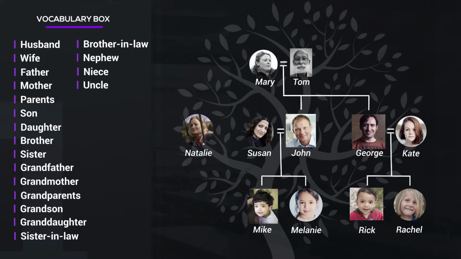This is Natalie. Natalie is John and George's sister. Natalie is Rick's, Rachel's, Mike's, and Melanie's aunt. Rick and Rachel are Mike and Melanie's cousins.